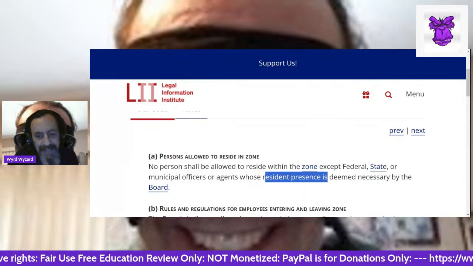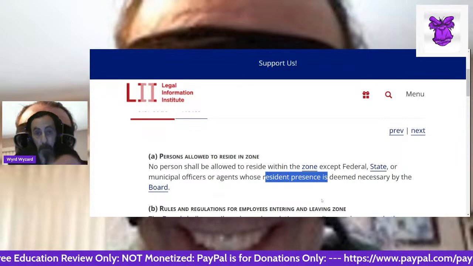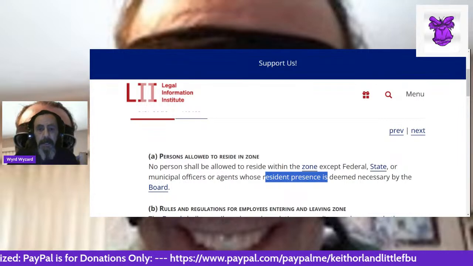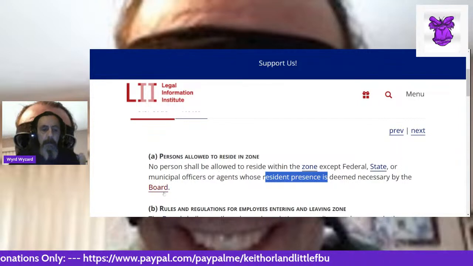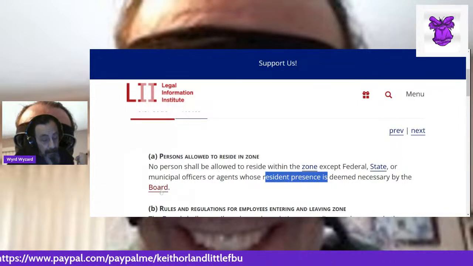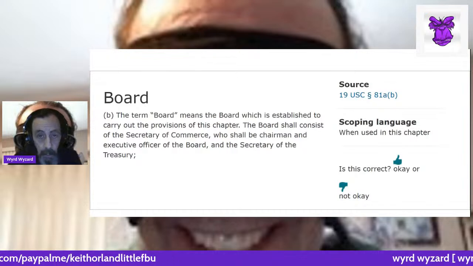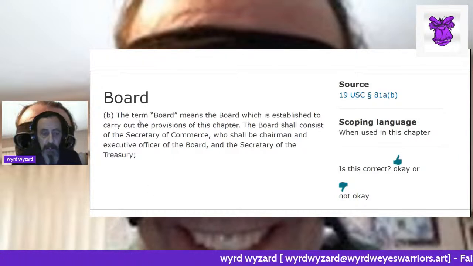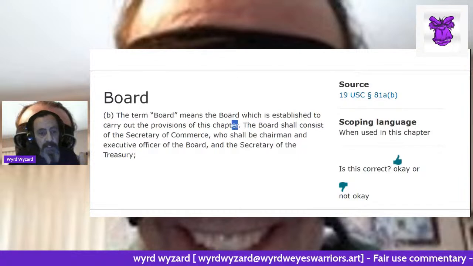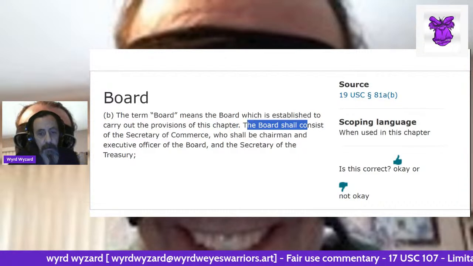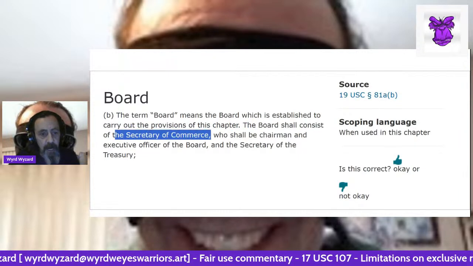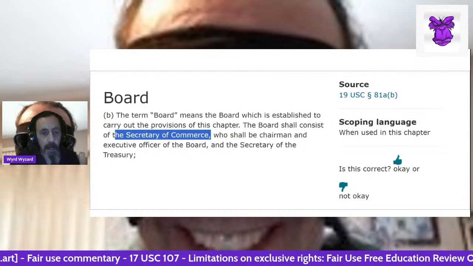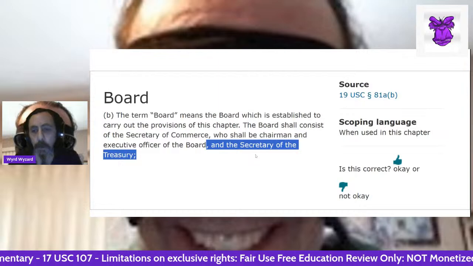Whose resident presence is deemed necessary by the board. Again, blue line highlighted. Click on it, and the term board means the board which is established to carry out the provisions of this chapter. The board shall consist of the Secretary of Commerce, who shall be chairman and executive officer of the board, and the Secretary of the Treasury.